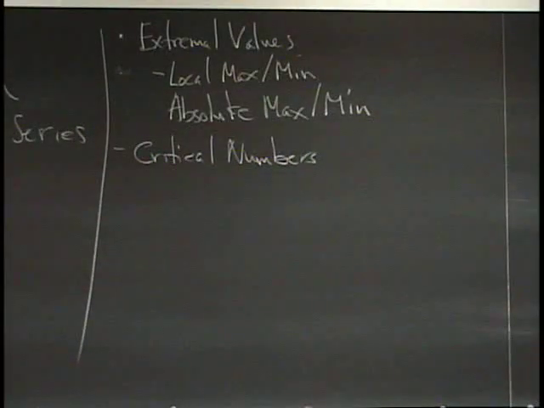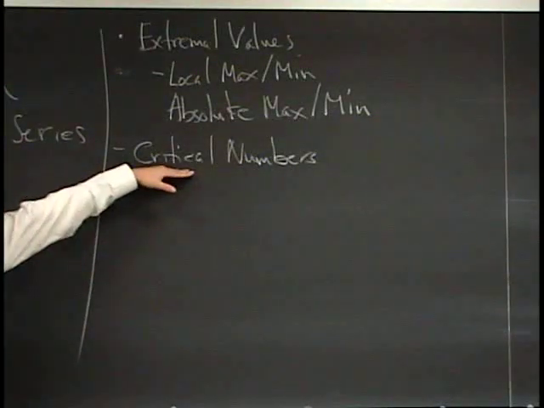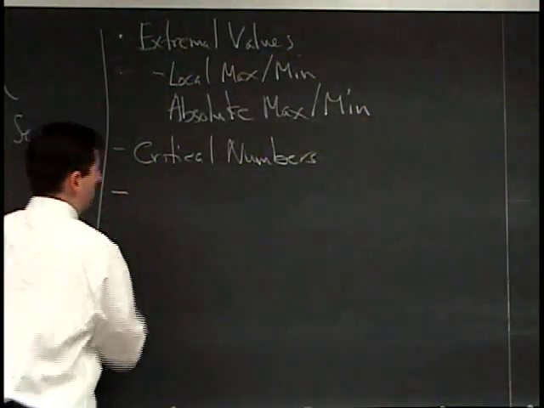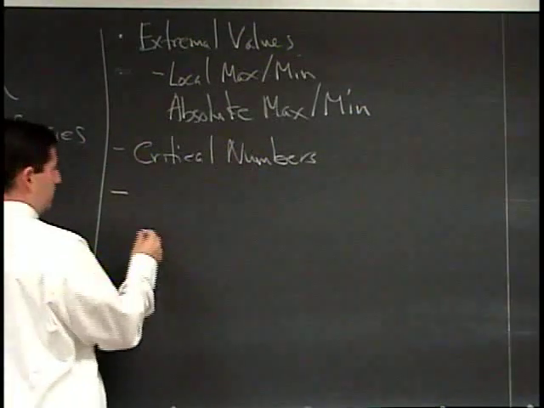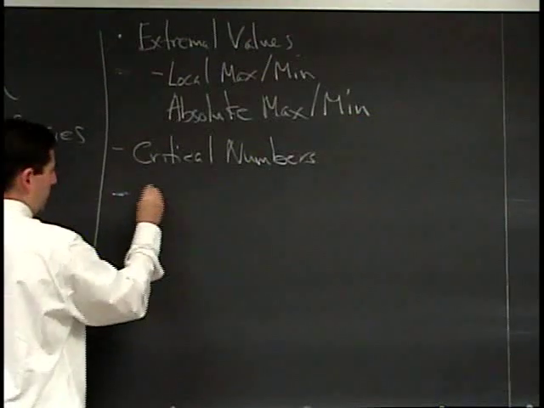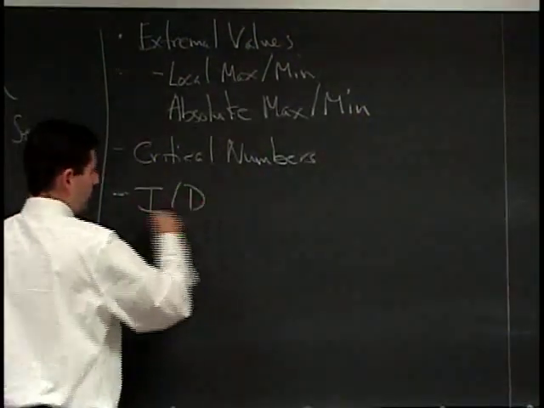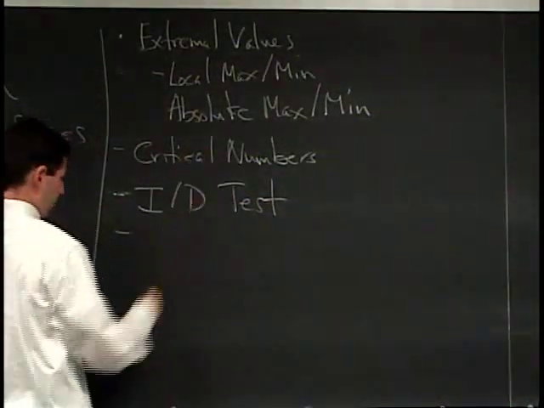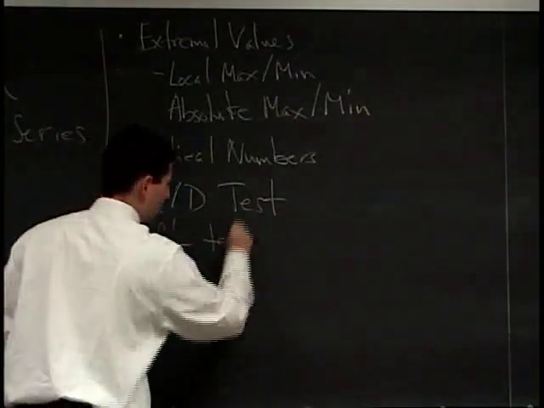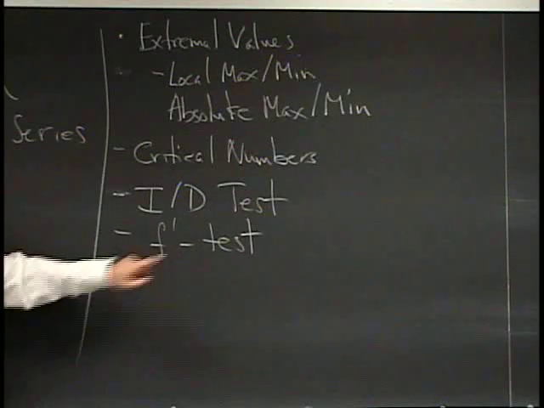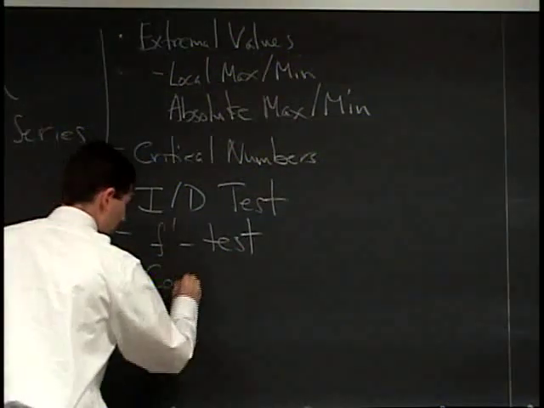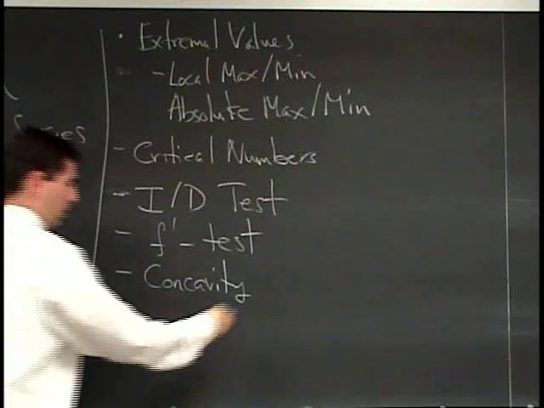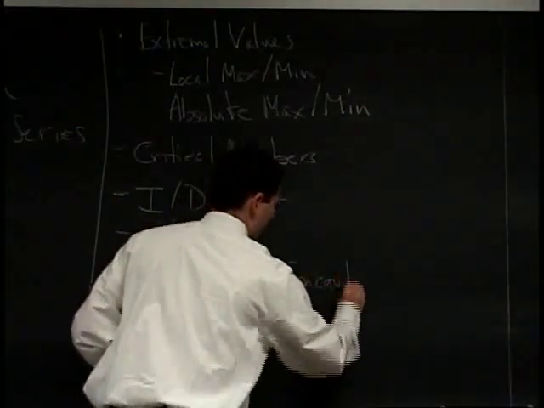These critical numbers are going to be very special places on the curve, namely either where the derivative is zero or where the derivative doesn't exist. And we're going to use these critical numbers to talk about things like, first, something which I'll just call the ID test, which stands for increasing decreasing test. And then once we use these critical numbers, we'll get what I'm going to call the F prime test, usually known as the first derivative test. We're going to talk about concavity. What does it mean for a graph to be concave up or concave down? And corresponding to this, we're going to get the concavity test.